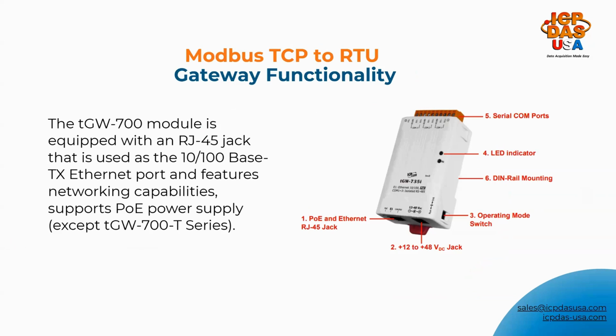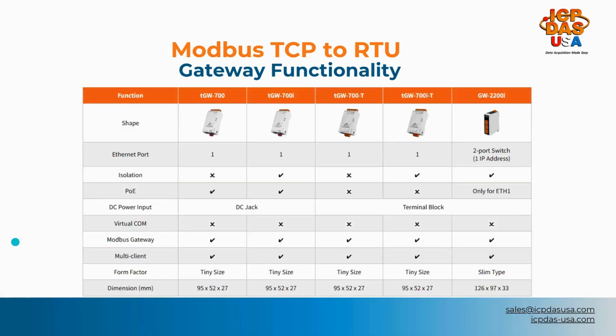The TGW-700 series simplifies setup with a built-in 10/100 Base-TX RJ-45 Ethernet port and optional PoE support, streamlining installation by delivering both power and data over one cable. Here, you can see the variation in functions within the TGW and GW-200 series. A few things to note are photo isolation and power over Ethernet availability, as well as power input variation, whether DC jack or terminal block is used.